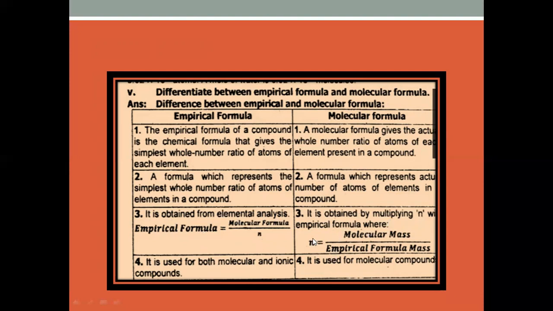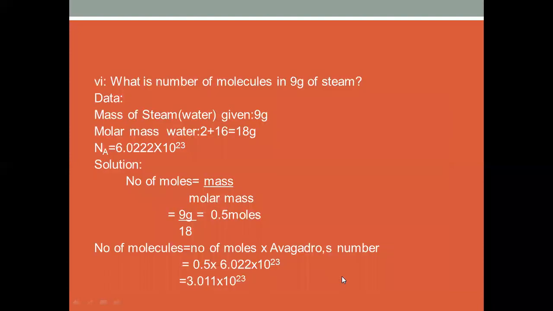How do we find the value of n? n is equal to molecular mass over empirical formula mass. When we get n, then by multiplying this n with the empirical formula, we can get the molecular formula. It is used for both molecular and ionic compounds, and it is used for molecular compounds only. All these things I already explained in the lecture.